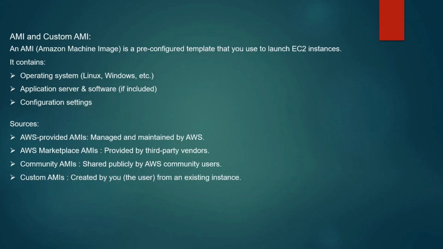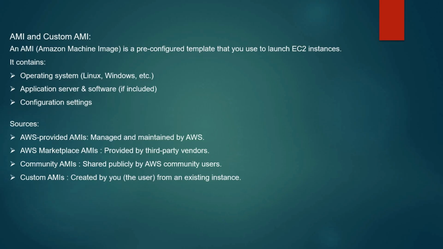Then we'll see about AMI and custom AMI. What is AMI? AMI is an Amazon Machine Image. It is a pre-configured template that you use to launch an EC2 instance. When you are launching an EC2 instance, you will come across a category called AMI. In AMI, you have to choose which server you are going to use, like Windows, Linux or Ubuntu. So many options are there. You have to choose one AMI before launching the instance.